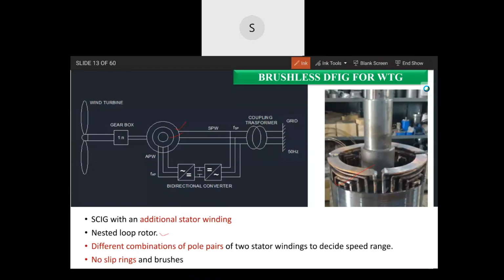One will be synchronously connected. The main stator winding will be synchronously connected with the grid. The additional secondary stator winding will be asynchronously connected. That will have variable voltage and variable frequency, or slip voltage and slip frequency. So otherwise, it performs everything similarly, and the advantages are there. It is not commercialized at a large level, but is under development.